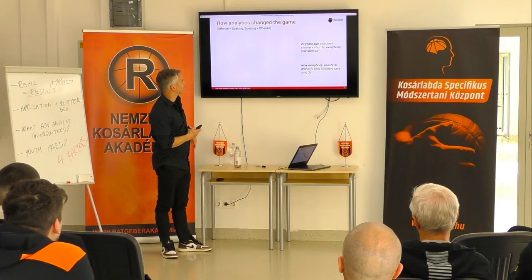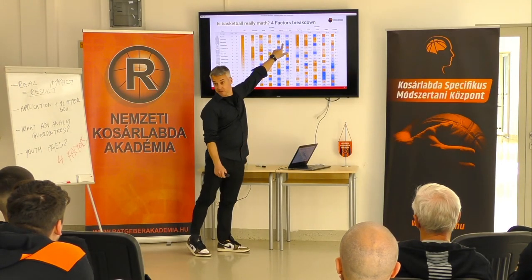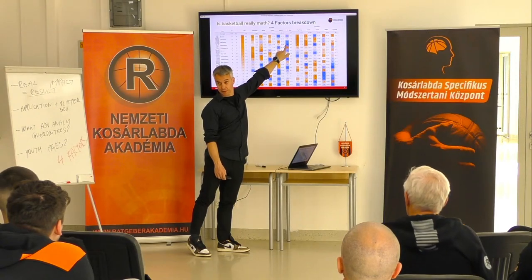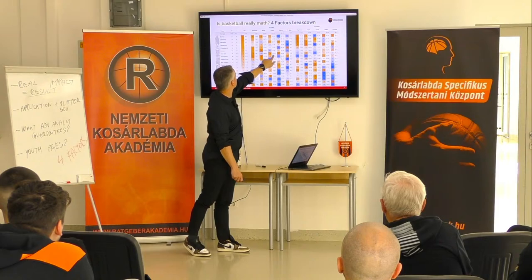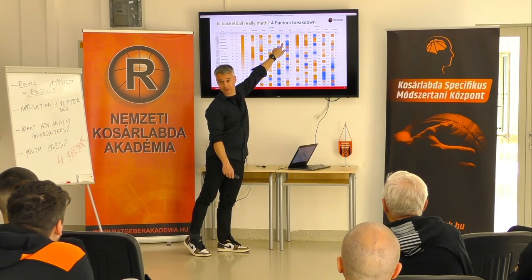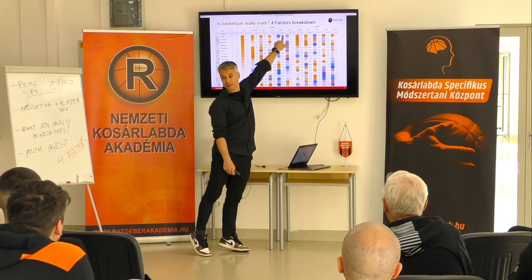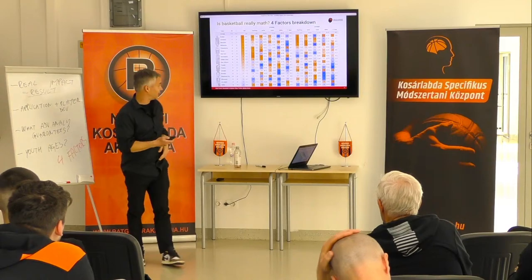Okay. So Memphis, fifth best offensive rebounding team in the NBA. So they were at 21.1%, and the league average was 26.8. So Memphis was one of the best offensive rebounding teams in the NBA.